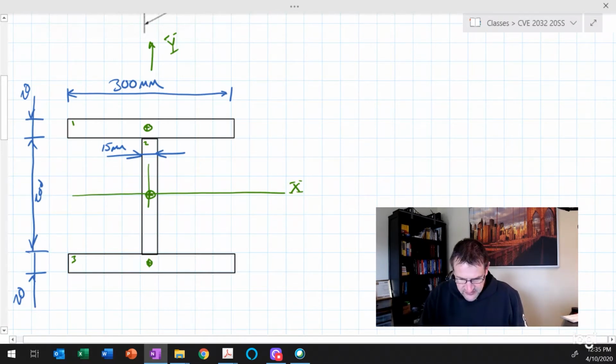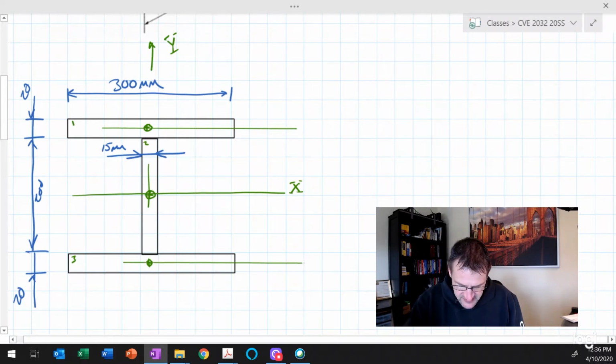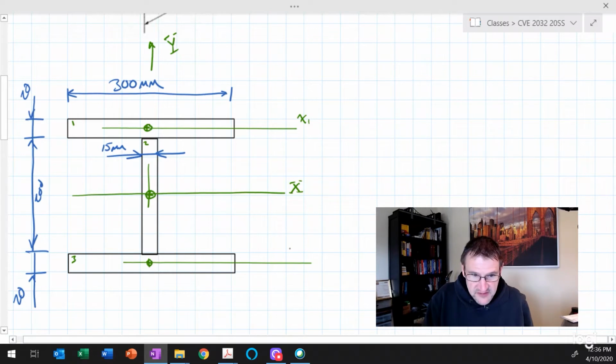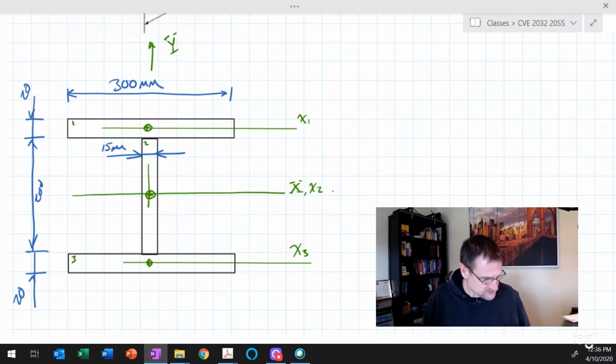So what I'll do now is sketch in these axes for the sub shapes. This is going to be axis X1. This is going to be axis X3, and it works out that axis X2 is right on top of the major X axis. Excuse me. So I can go through now and calculate these moments of inertia.